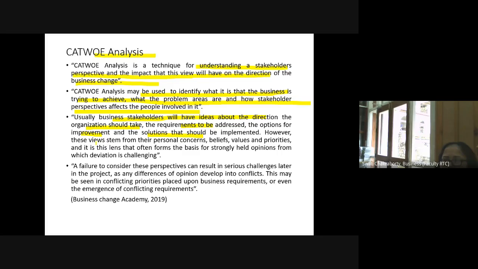But how do they come up with their ideas? It comes from their own personal beliefs, concerns, values, and priorities, and this forms a basis for strongly held opinions from which deviation is challenging. So failure to consider these perspectives can result in serious challenges later in the project. Why? Because differences of opinion develop into conflicts, and this may be seen in conflicting priorities placed upon business requirements or the emergence of conflicting requirements.